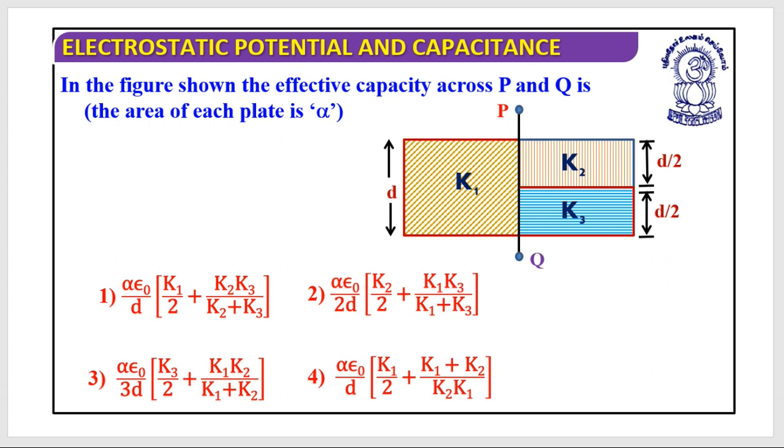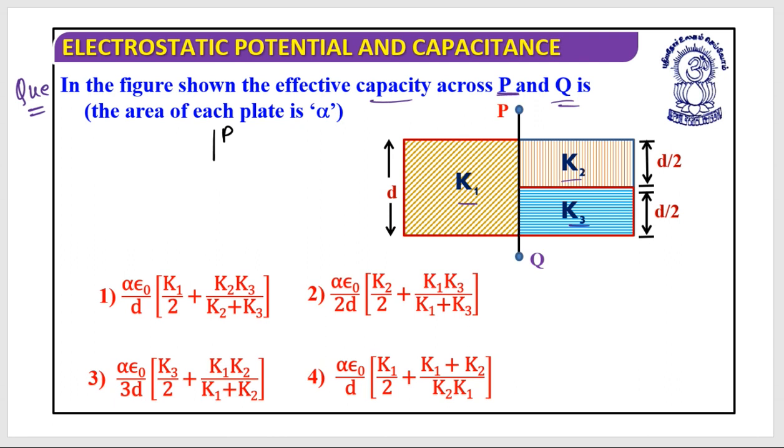The question says that, in the figure shown, we need to find the effective capacitance across P and Q. So you need to find out the capacitance across P and Q. Look at this: all of these can be considered as different capacitors.